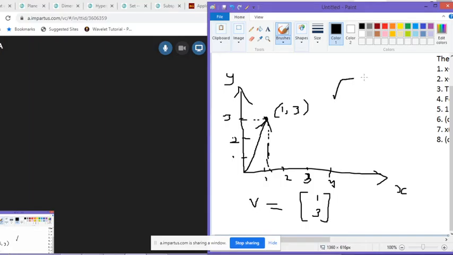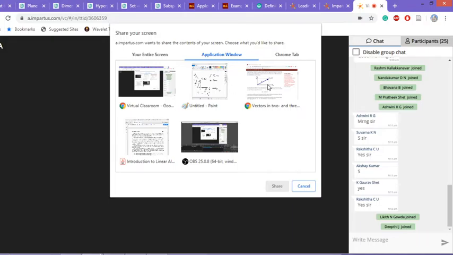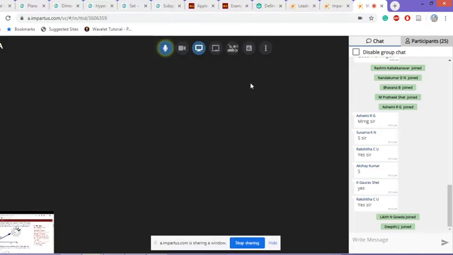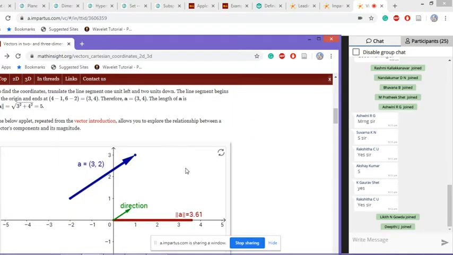That is by applying the Pythagoras theorem, by writing 1 square plus 3 square. You calculate that: 1 plus 9, that is 10. The square root of 10 is the magnitude of this vector. So this is in a two-dimensional plane. The intention of explaining this is to give the idea about the two-dimensional and three-dimensional plane. Like this you can do it.